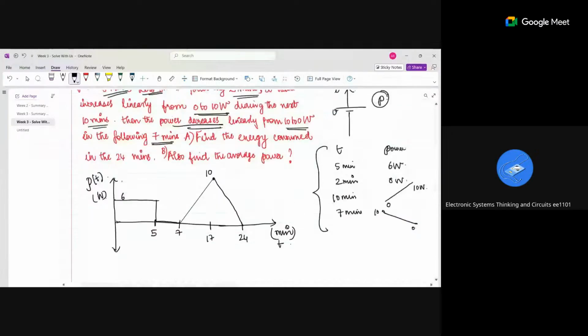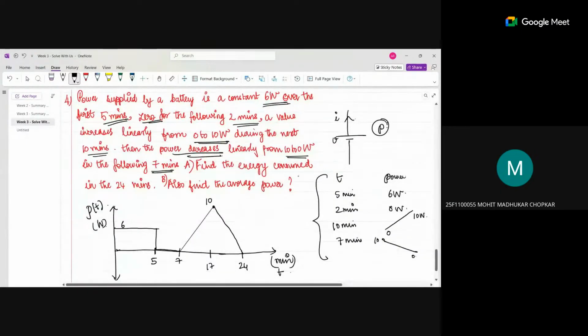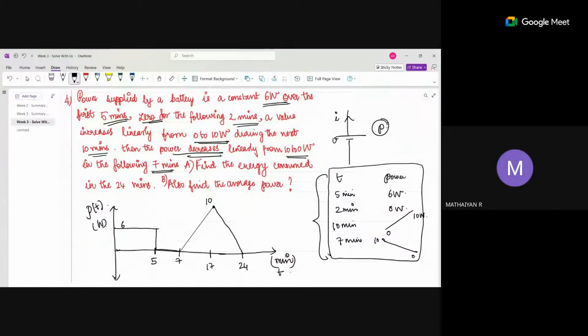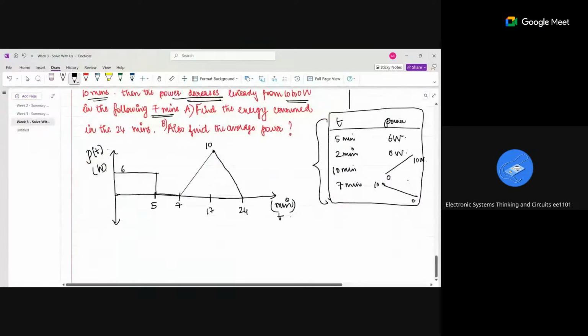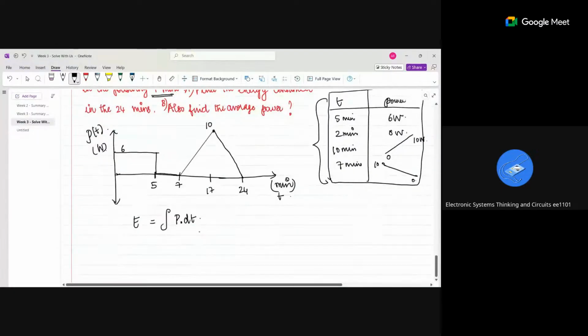So the approach: first I converted it into a table, then I converted it into a graph. From the graph, it will be easier. Now, to find the energy, what is the energy formula? Energy is nothing but the integral of P dt. Since it's a single integral, it is nothing but the area under the curve.